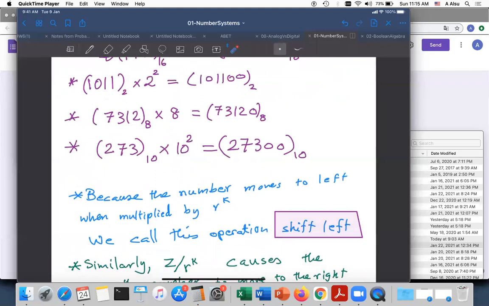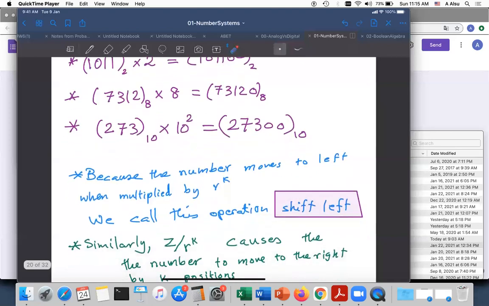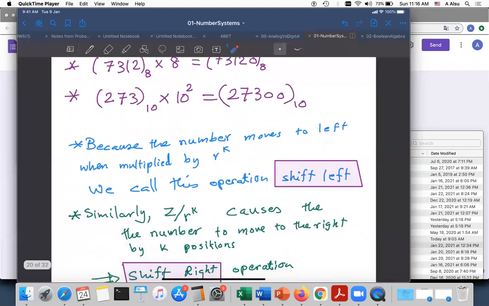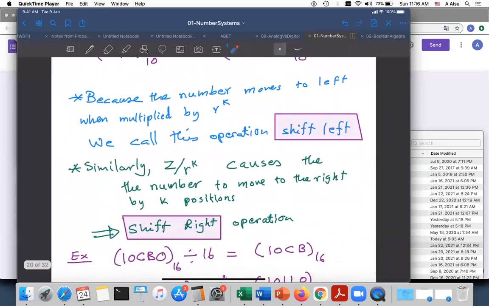So what about dividing by r to the k? You can derive the same result by dividing by r to the k, and you'll realize that it is nothing but a shift right instead of shift left by k positions. Shift right is in case of division, and shift left is in case of multiplication by the base. Here are some examples of shift right. We have, for example, 10CB0 in base 16 divided by 16. You just get 10CB.